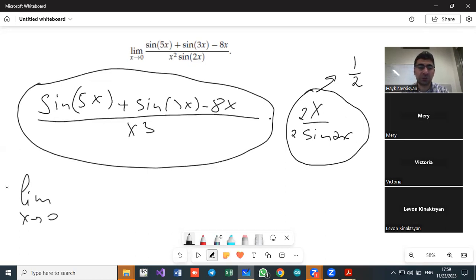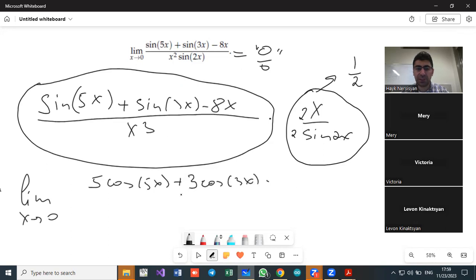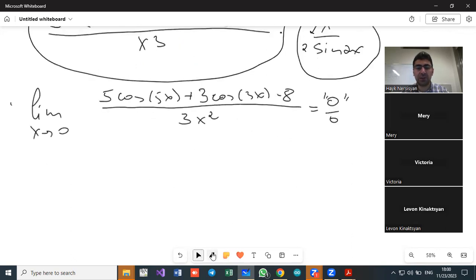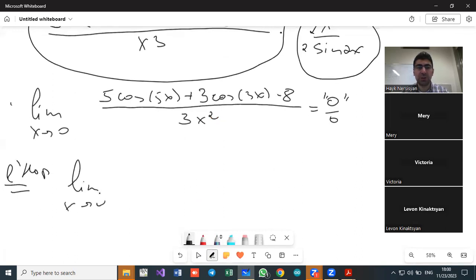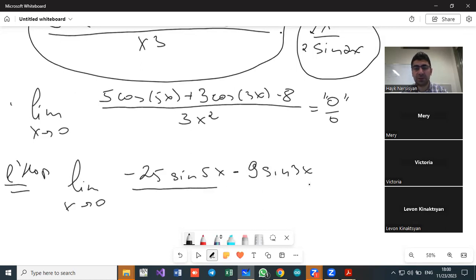Let's do it. Here we have the 0 over 0 form, so we can do L'Hopital, and after applying it the first time, we will get (5 cos 5x + 3 cos 3x - 8) divided by 3x squared. It is still 0 over 0. So let's do L'Hopital again, as x tends to 0. Now we'll get (-25 sin 5x - 9 sin 3x) divided by 6x. Again, 0 over 0.